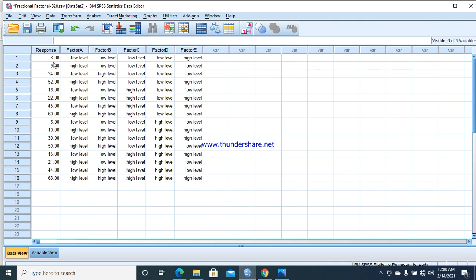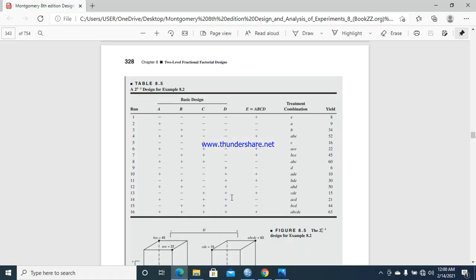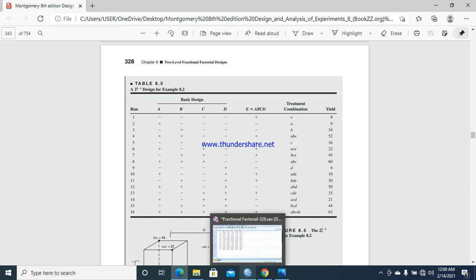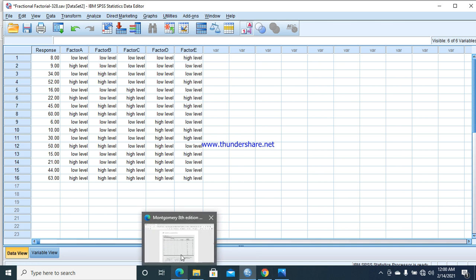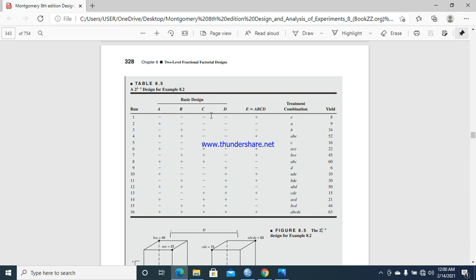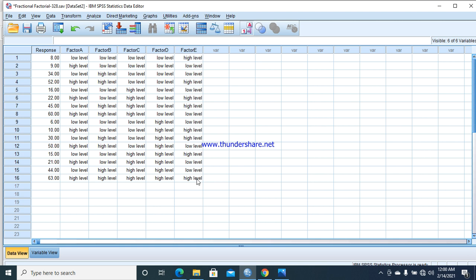Here's the data view, and these are the response values, 8, 9, 34, 52. It means when we enter the data on SPSS, the negative sign shows the low level and positive shows the high level, right? On SPSS, the 4 factors have low levels and 1 has high level for the value 8. Similarly, you can see in the book, these are 4 negative signs and 1 positive sign for factor E, for 8. Right? In the same way, the data has been entered on the SPSS.